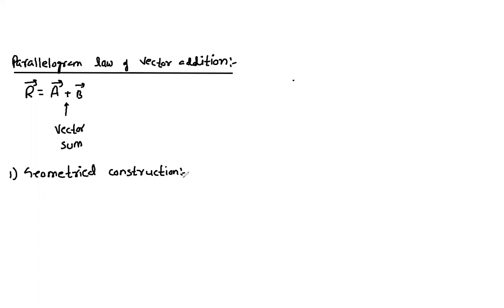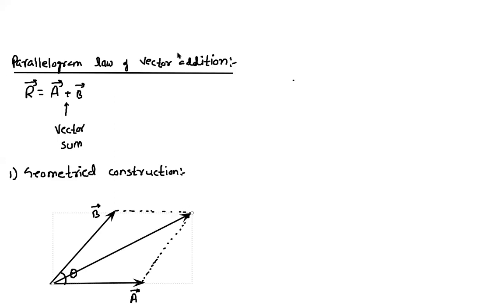Geometrical construction means first you will construct a parallelogram having vectors A and B. Say this is your vector A, this one is your vector B. They are inclined at an angle theta. You can take one side parallel to A, another side parallel to B, and complete this parallelogram. The diagonal R will geometrically represent A and B. So if you can represent vectors by the sides of a parallelogram, then the diagonal of the parallelogram will represent the resultant vector.